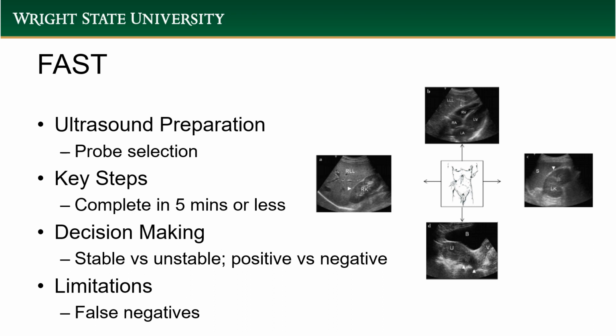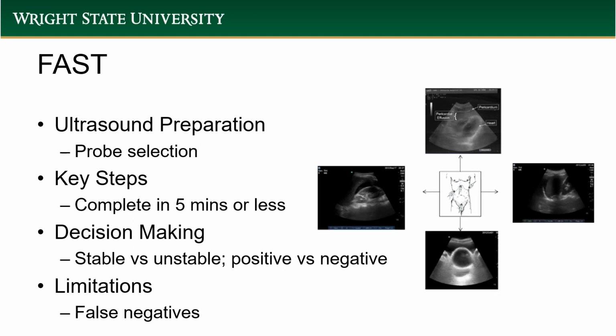Some limitations that we already discussed is that the FAST exam does require 150 to 200 milliliters of intraperitoneal fluid in order to register as positive. As with anything with the ultrasound, it is going to be user dependent, so practice is important. There is a lot of false positives and false negatives because of that. And here we just have some examples of a positive finding on the FAST exam that in a hemodynamically unstable patient would be indication to proceed to the OR.